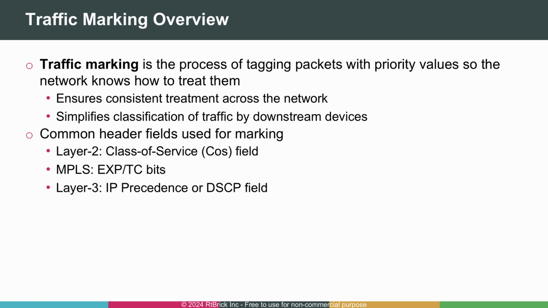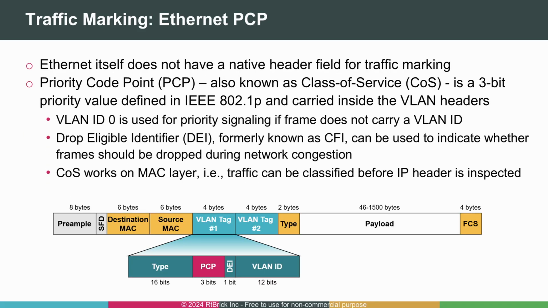At each layer, specific header fields can be used for this purpose. Ethernet, the most common Layer 2 technology today, does not have a dedicated header field for frame priority. The Ethernet header only contains the destination MAC address, source MAC address, and type field. The IEEE 802.1p standard defines a priority code point, also known as the class of service field. This field is 3 bits long and allows values from 0 to 7, where 0 represents low priority frames and 7 represents high priority frames.